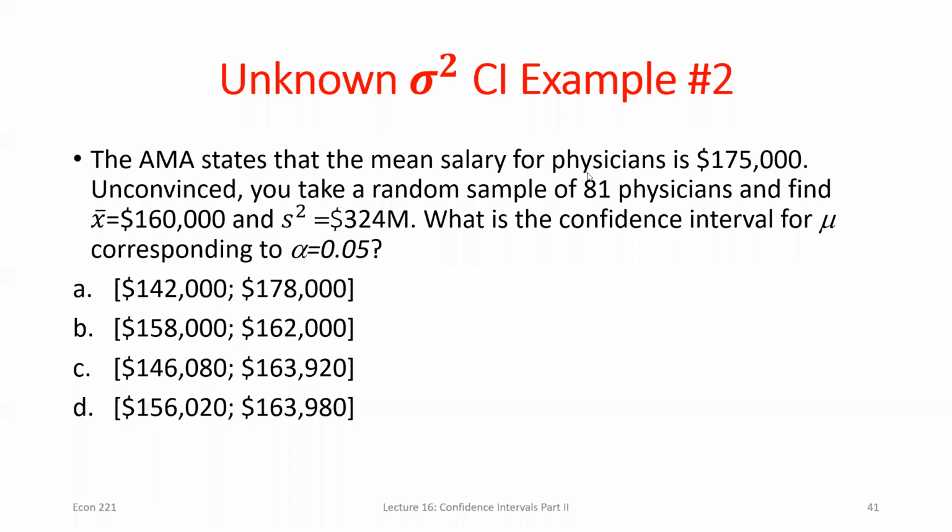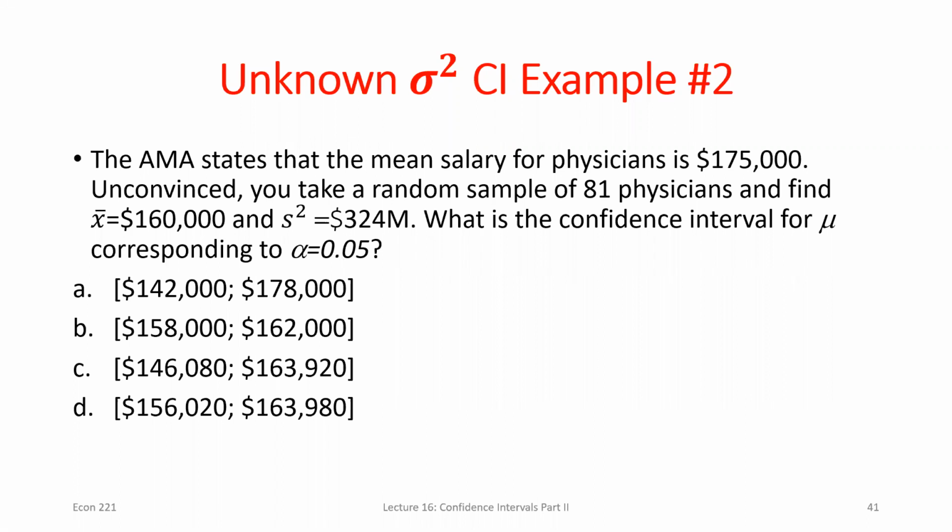I get paranoid. So they state that the average salary for a physician is $175,000. You're not really sure. You want to test this. You go out and you randomly sample 81 physicians, and you find that their sample mean salary is $160,000. You calculate the sample variance, 324 million. If you wanted to build a confidence interval for what the true population mean is at an alpha of 0.05, which would correspond to what level of confidence?